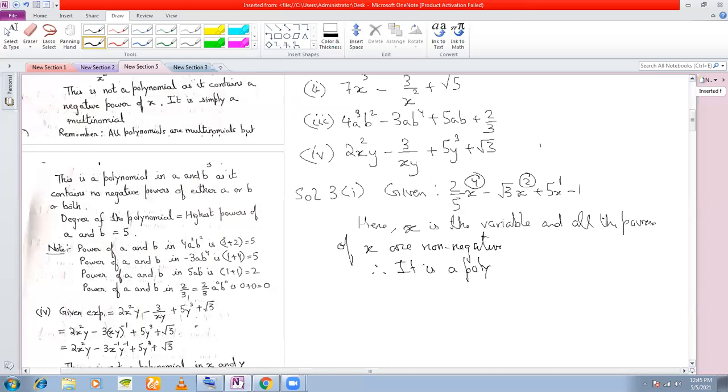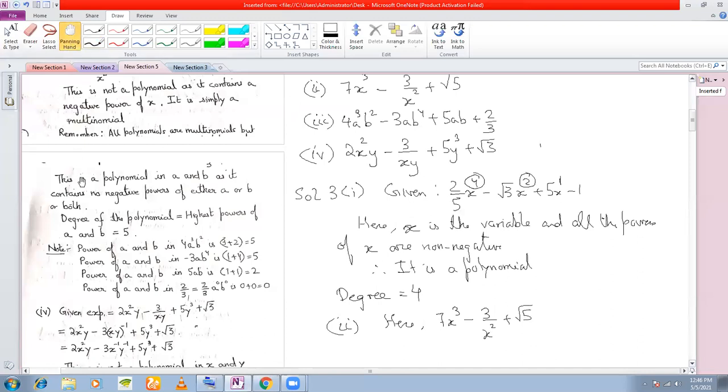Now the question is, what is the degree of this polynomial? The highest power of x. What is the highest power of x? 4. So degree is equal to 4. The highest power of x. Okay. So let us see the second one very quickly. Here, 7x cube minus 3 by x square plus root 5.